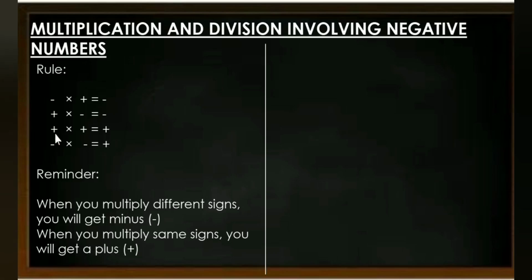As you can see, when we multiplied plus and plus, we had a plus. When we multiplied minus and minus, we had a plus. You can see how simple it is. So with that in mind, let's take a look at some examples.